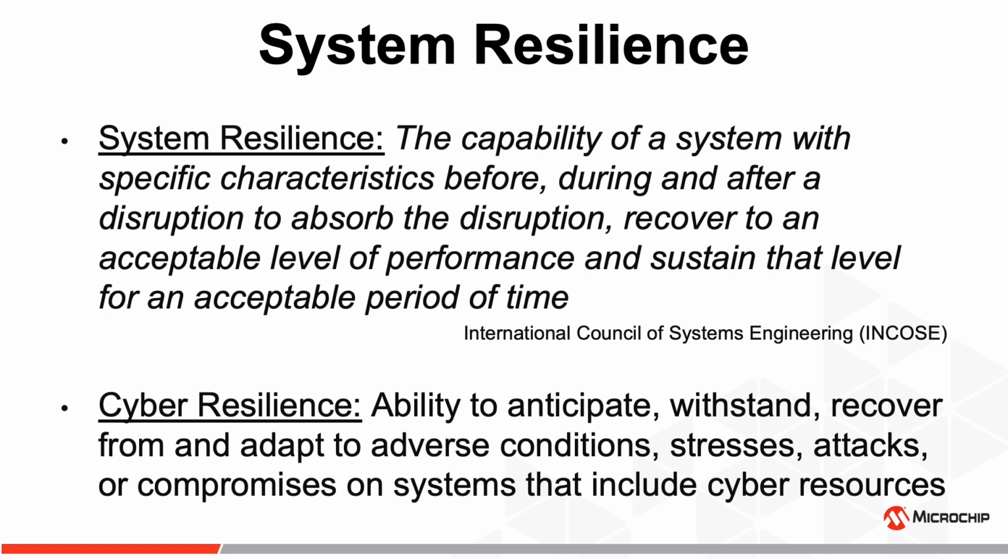Let's start with a few definitions. The first one is system resilience. Now, this is just for the system, and the definition is the capability of a system with specific characteristics before, during, and after a disruption to absorb this disruption, recover to an acceptable level of performance, and sustain that level for an acceptable period of time.